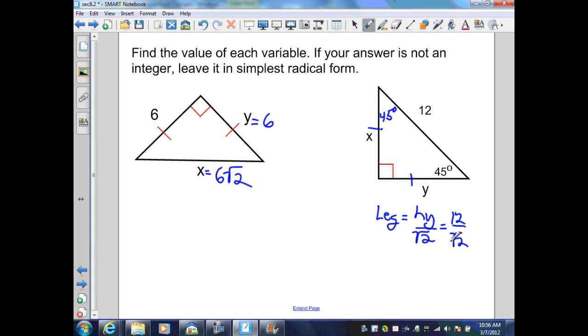I'm not allowed to have a radical in the denominator, so I rationalize. That means multiplying the top and bottom by that radical. And when I simplify, I'm going to get 12 square roots of 2 over the square root of 4, and the square root of 4 is 2. Simplifying, I get my leg equal to 12 divided by 2, which is 6 square roots of 2.